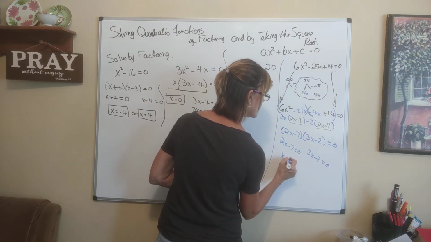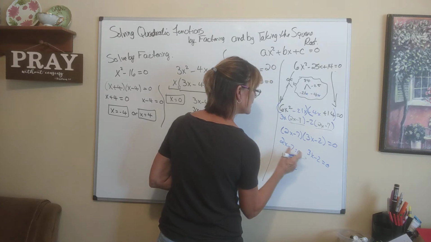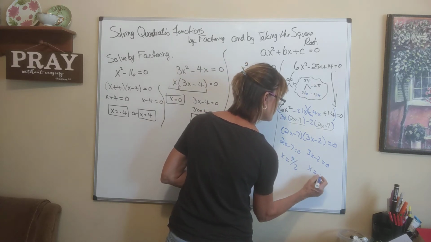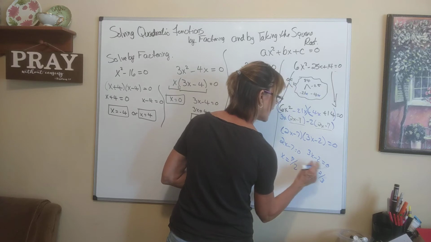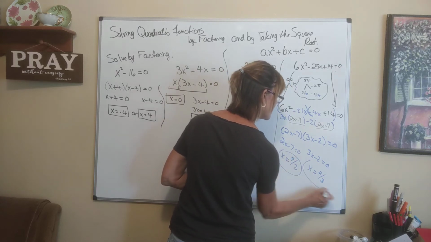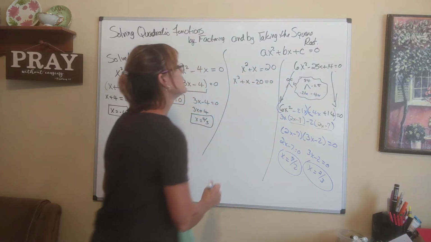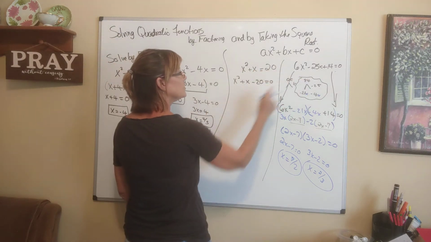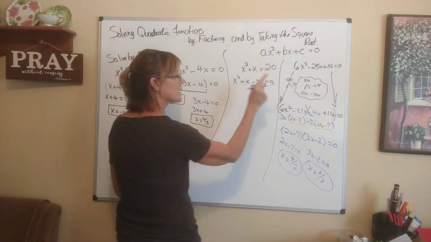And this will be true when x is 7 over 2 if I add 7 and divide by 2. And this will be true when x is 2/3 if I add 2 and divide by 3. So here are my answers, and this is by factoring. So if you can do that one, you certainly can do this one by the exact same method.